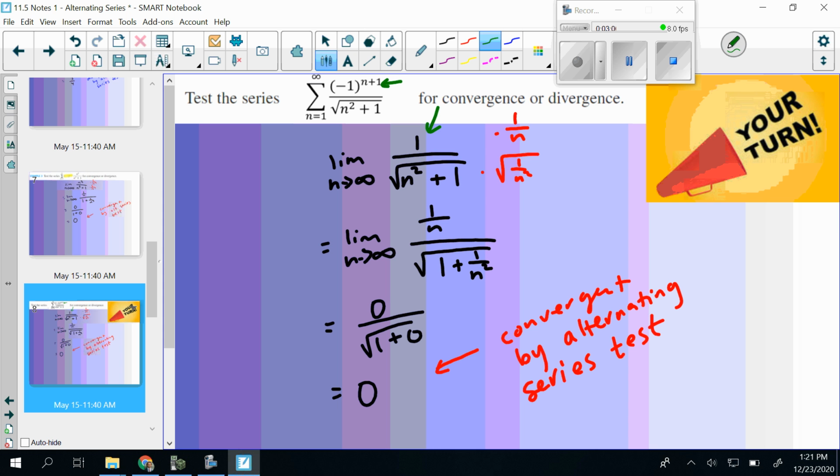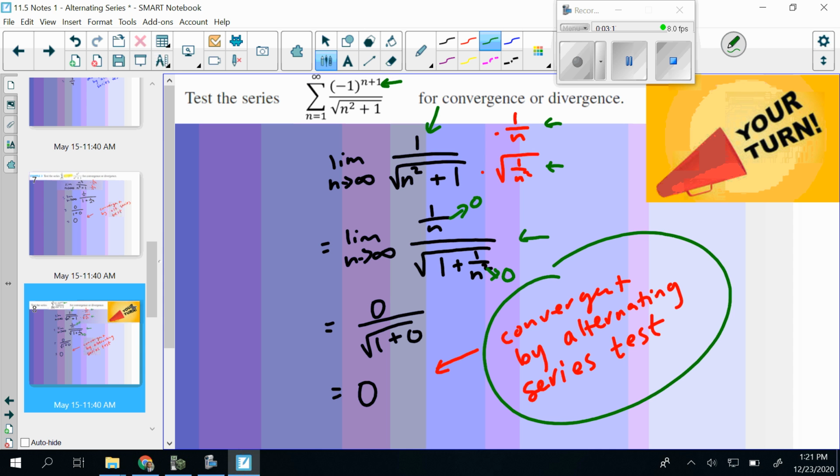If we multiply by the square root of 1 over n squared, which on the top would just be the same as 1 over n, we would get this. As we go to infinity then, that's going to 0, that's going to 0, so we got 0 over the square root of 1, which would just be 0. This one's going to be a convergent one by alternating series test.